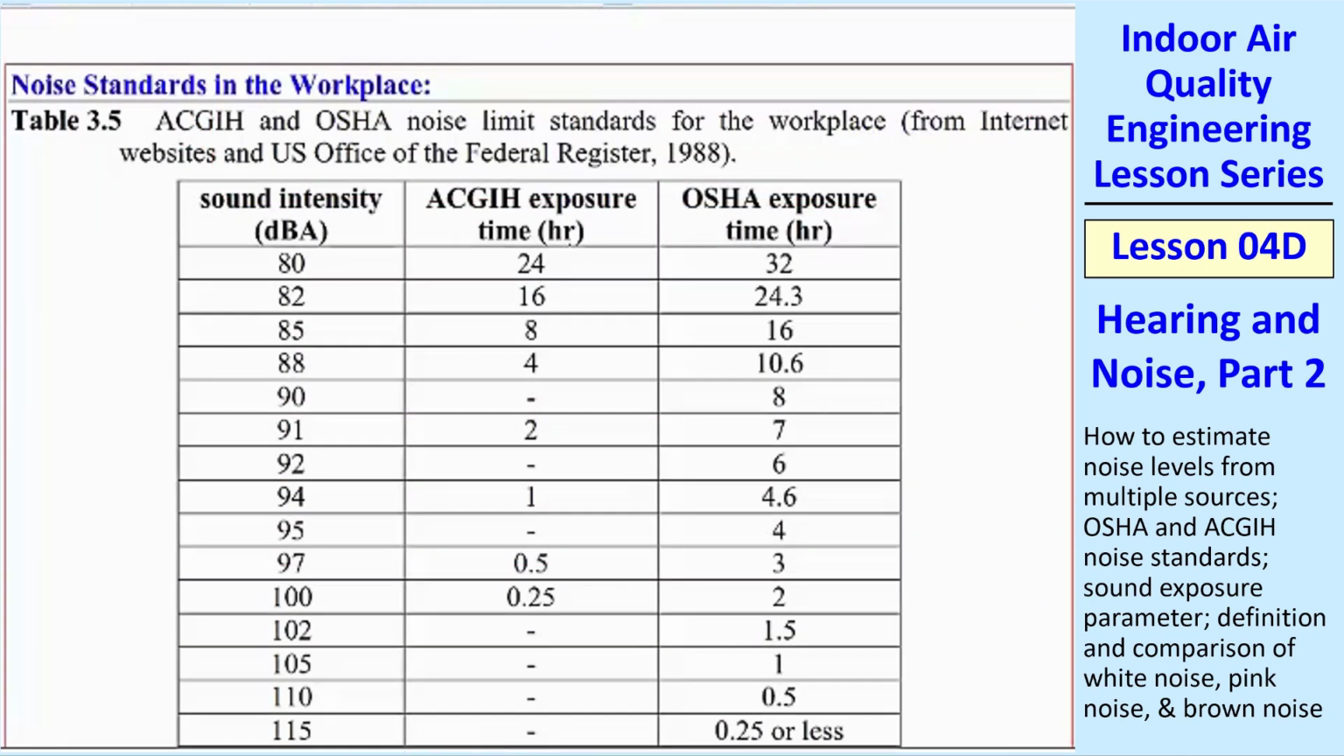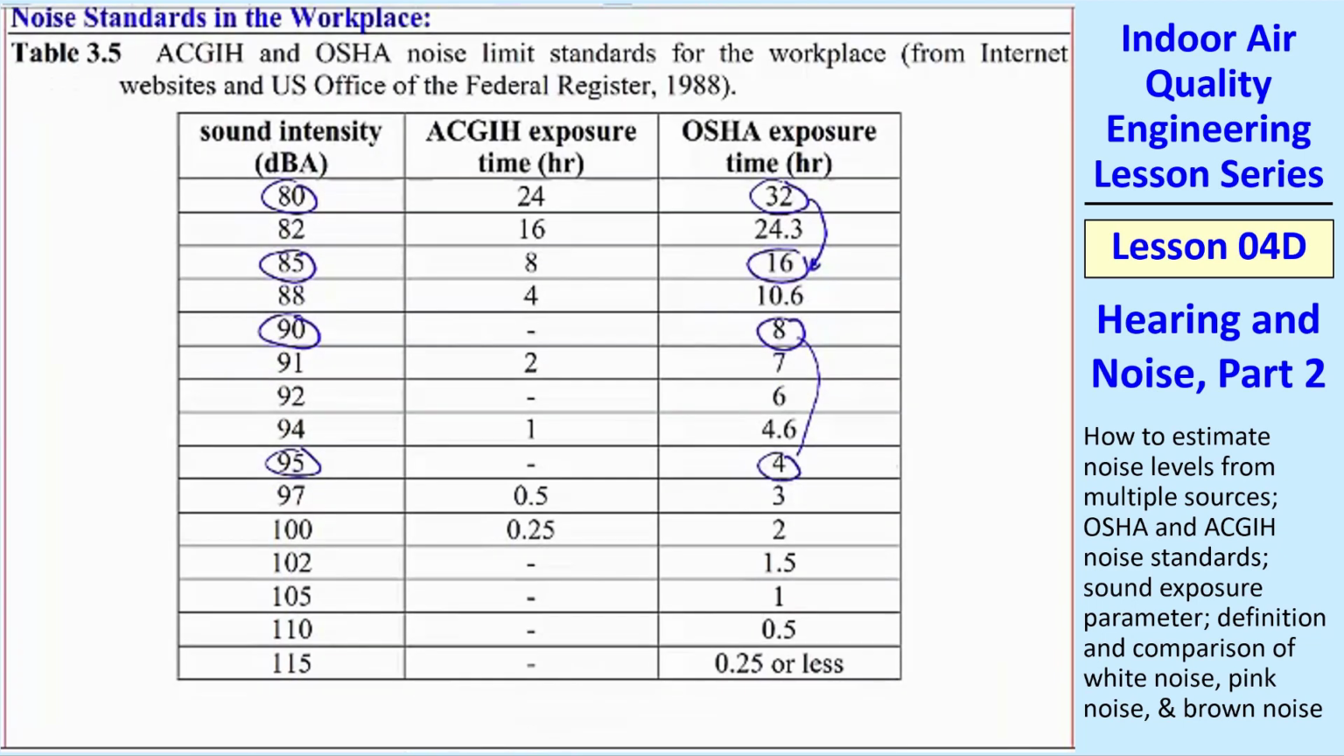Let's look at OSHA, and I'll use blue here for OSHA. We start at 80 dB, and they allow you to listen to a sound at 80 dB for 32 hours. So obviously in the 8-hour day, you're not going to be exposed to that. Then if we go up 5 dB, we take a factor of 2 down in exposure time allowed. So from 32 to 16 hours. You go up again 5 dB, you go down by a factor of 2. Again, factor of 2. So at 95 dB, you can only be exposed for 4 hours. At 100 dB, you can only be exposed for 2 hours, and it continues this way.